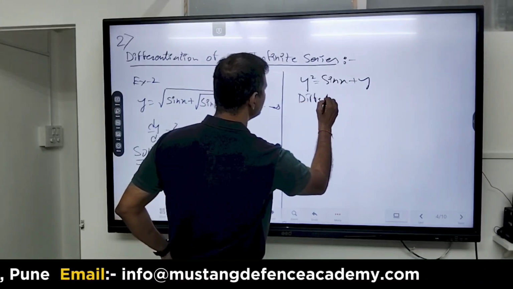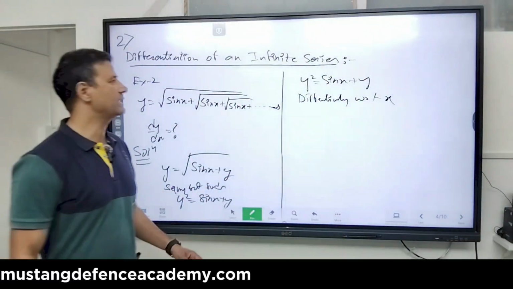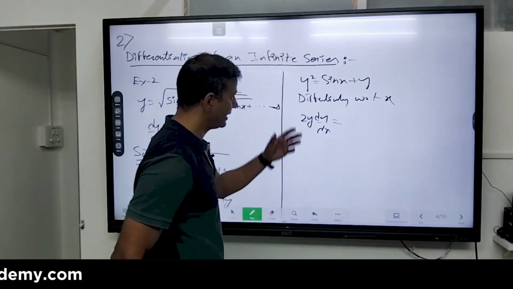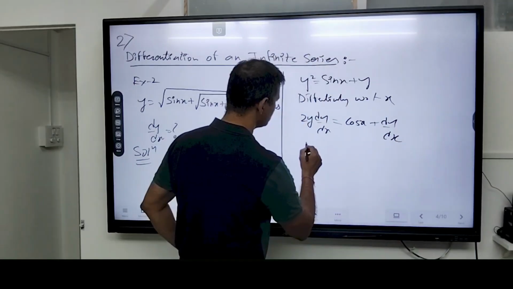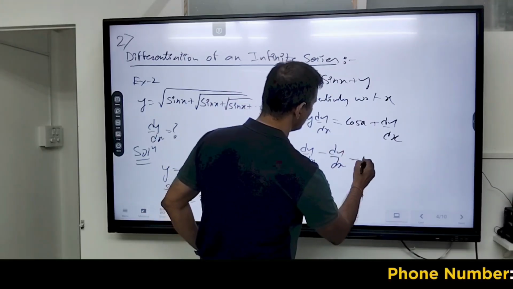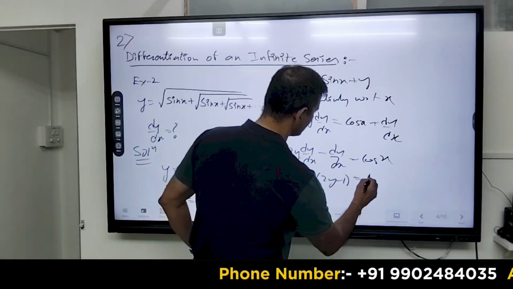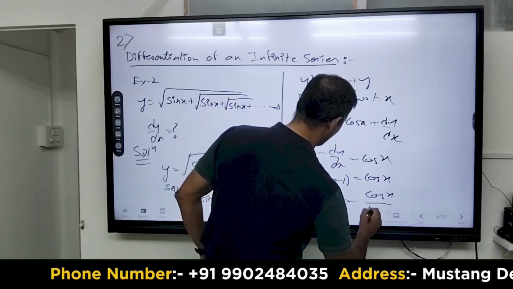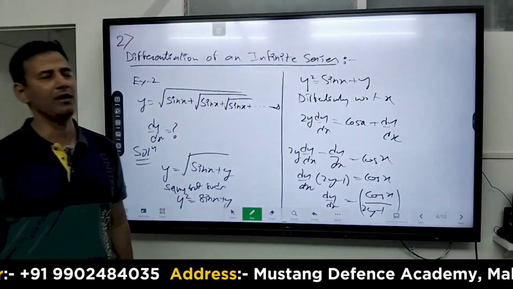Now let us differentiate it with respect to x. So 2y dy by dx. Differential of y squared, sine of x is cos of x plus dy by dx. So dy by dx into 2y minus dy by dx is equal to cos of x. So dy by dx into 2y minus 1 is equal to cos of x. So dy by dx is equal to cos of x upon 2y minus 1. This is your final result.